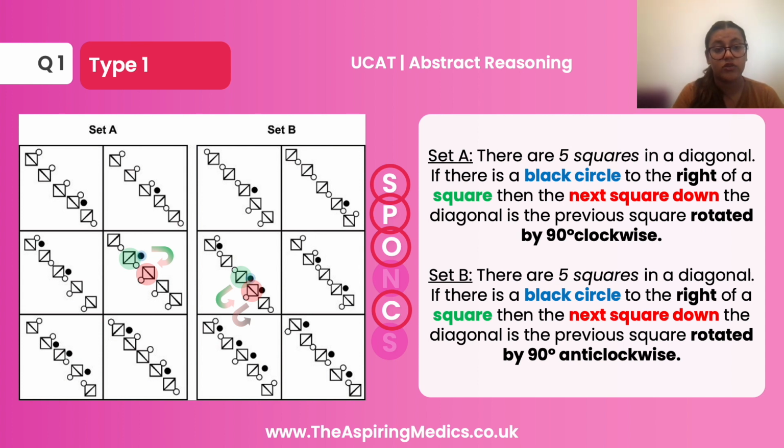Try to identify what the rule is, compare boxes between set A and set B and see what the difference is. And once you think of a rule, check it with another box in the same set to make sure that that rule actually applies to every single box in that set. Now in set B, if you come across a black circle, the next square will rotate by 90 degrees but anti-clockwise. And again, you can see that happen in all of these squares. So those are the rules that we've come across.